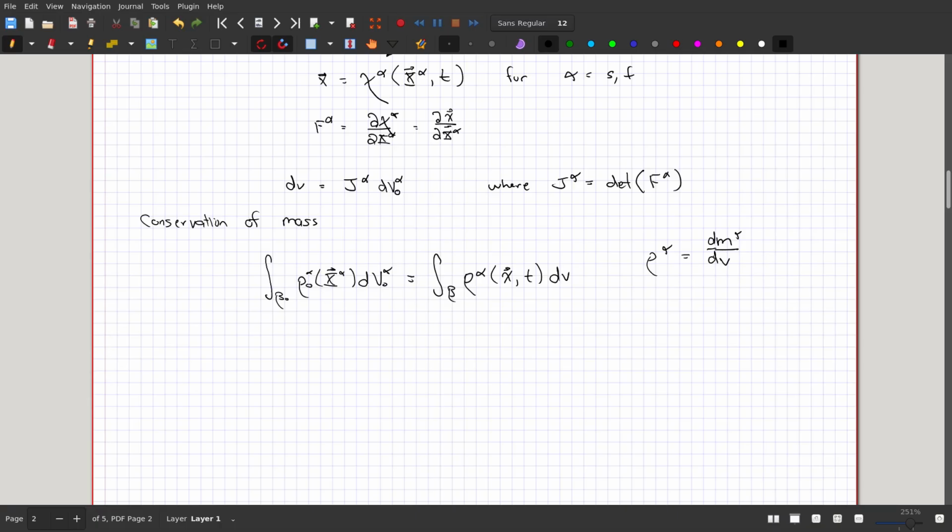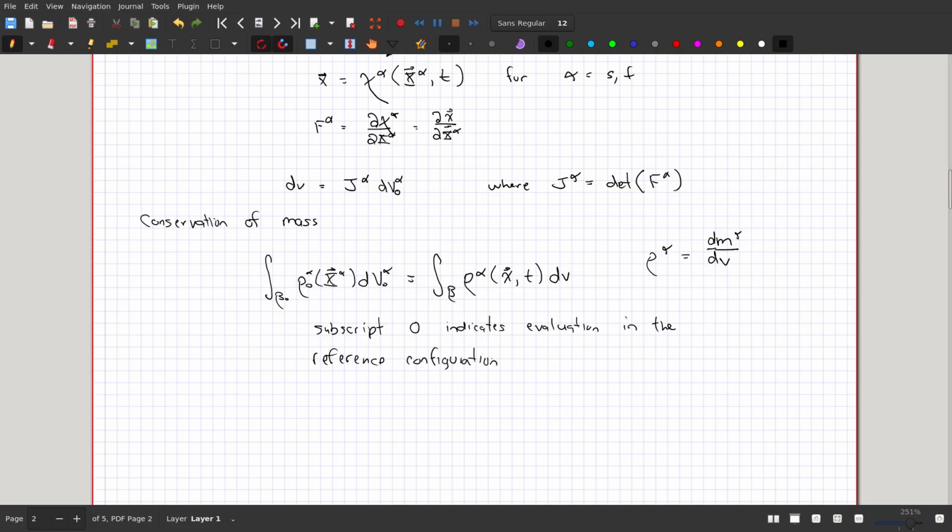Any time that there's a subscript 0, it indicates evaluation in the reference configuration. Same idea as before. So now we can take this definition and substitute it there.